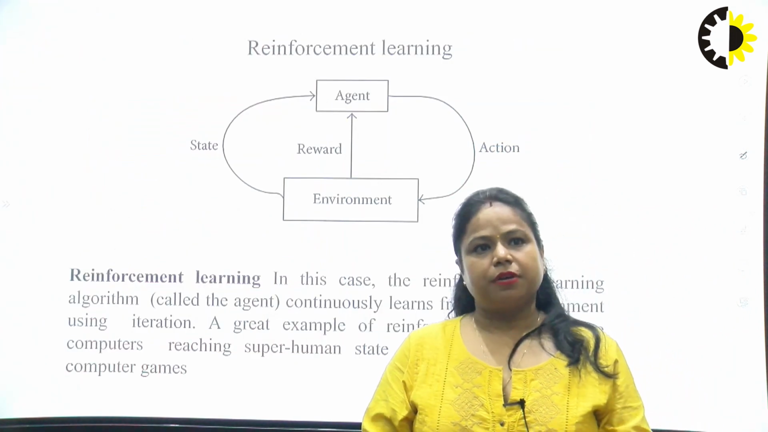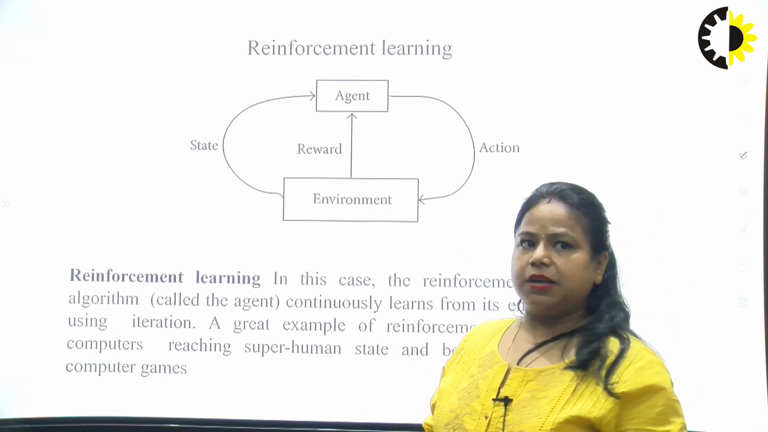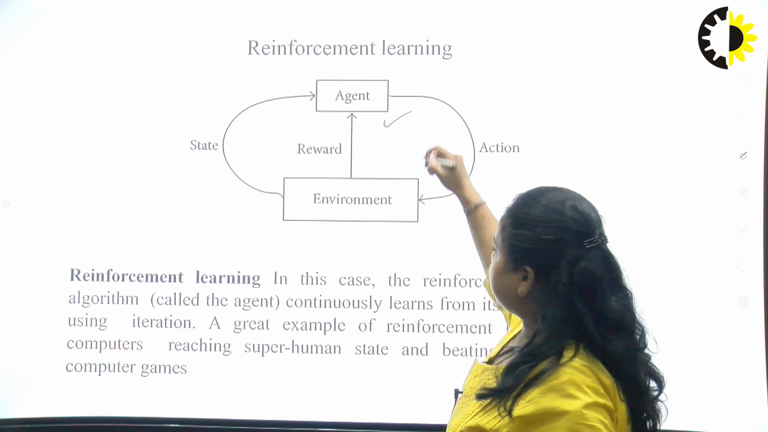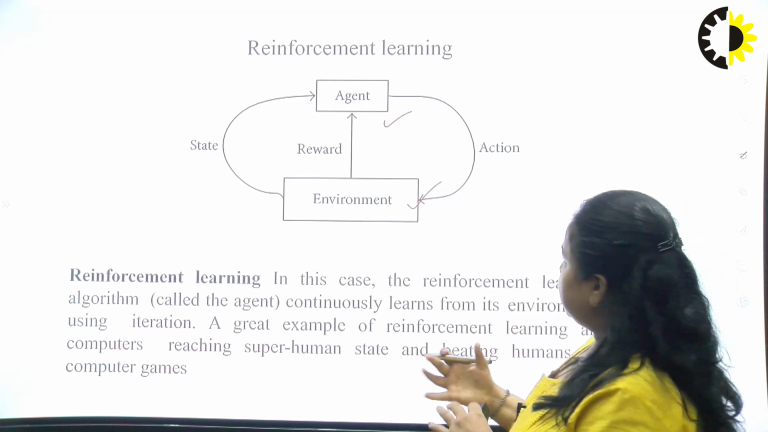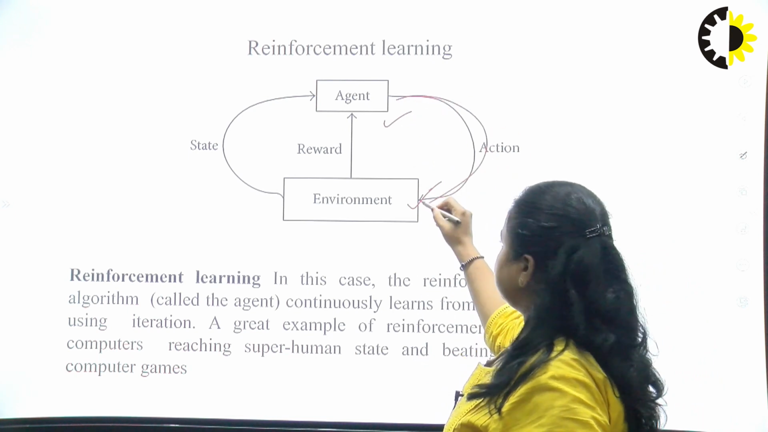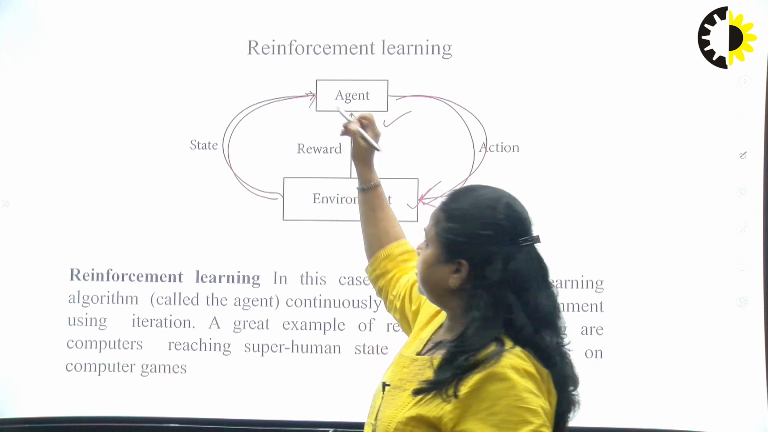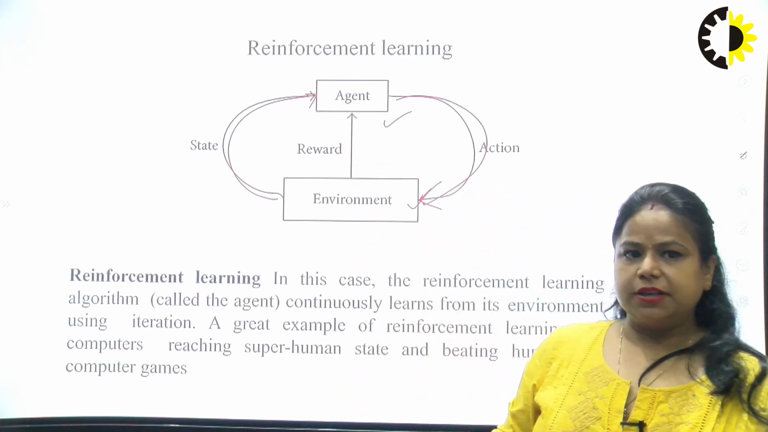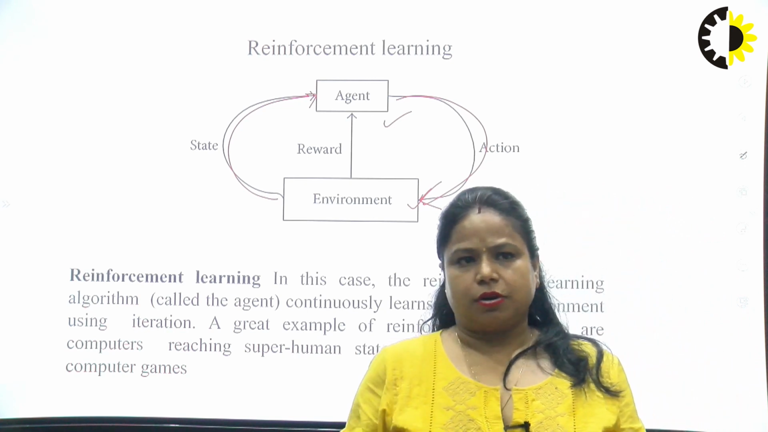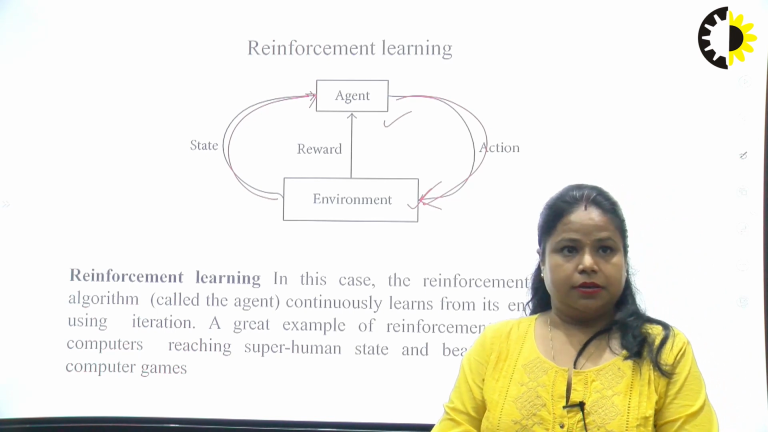Next, we are going to talk about reinforcement learning. In reinforcement learning, there is a certain agent and an environment is created. Whenever the agent works, it generates certain actions on the environment, and whatever state is generated is reported to the agent. Sometimes it is rewarded under certain conditions and sometimes it is not. That is called reinforcement learning.